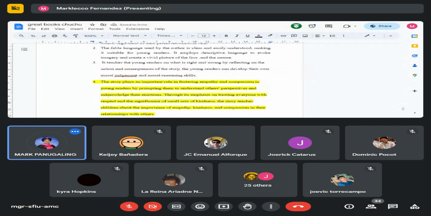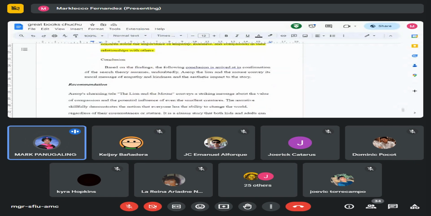And then the conclusion. Take note, because group number two and number four, we were not able to arrive at the conclusion. Look at your conclusion. Conclusion, please. Independent side head. Flush this to the left. Conclusion. Based on the findings, the following conclusion is arrived at in confirmation of the research theory assumed, period. And then after that period, I don't know how you will catch up. The post is very sloppy, very long, period.